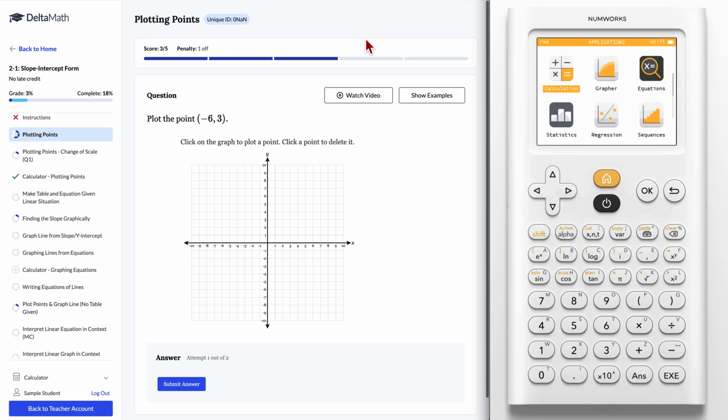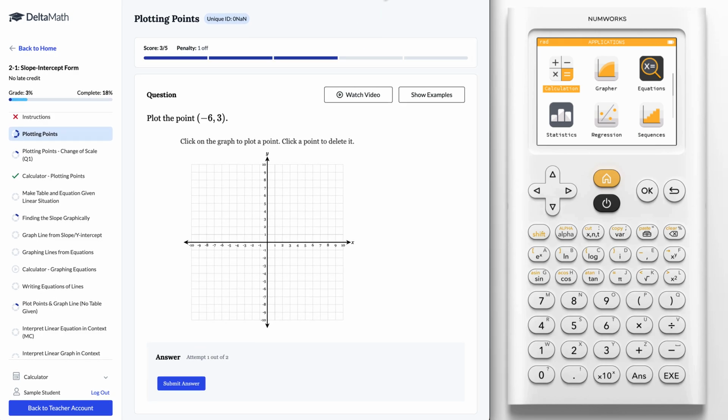Now, what I want y'all to remember is that this right here is a coordinate. When we see these parentheses and these two numbers separated by a comma, that's a coordinate. A coordinate is simply two numbers that tell us the location on our Cartesian plane.